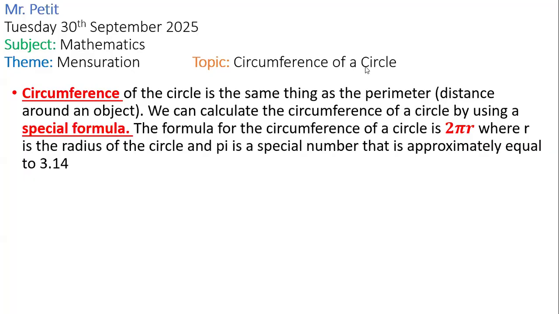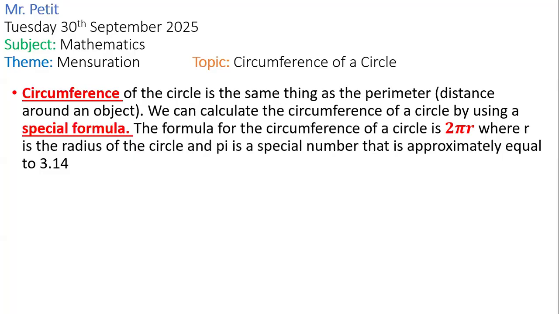Next we have Chai. Chai, can you read starting from the formula of the circumference? The formula for the circumference of the circle is 2 pi r, where r is the radius of the circle and pi is the special number that is approximately equal to 3.14. Very good.